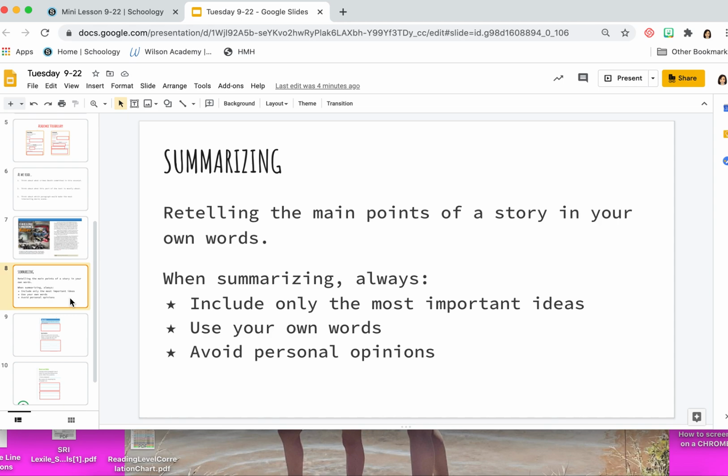I like to think of it as if I just watched a TV show and somebody asked me how it was. I would just tell them real quick, a real gist of it. I wouldn't go into every detail of what happened on the show. I would just go over the major points. So that's what summarizing is, and we're going to do that today.